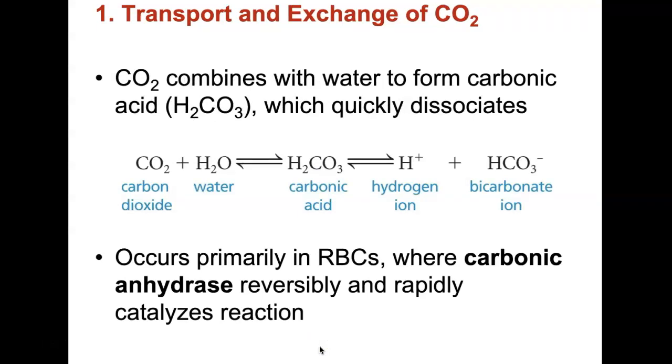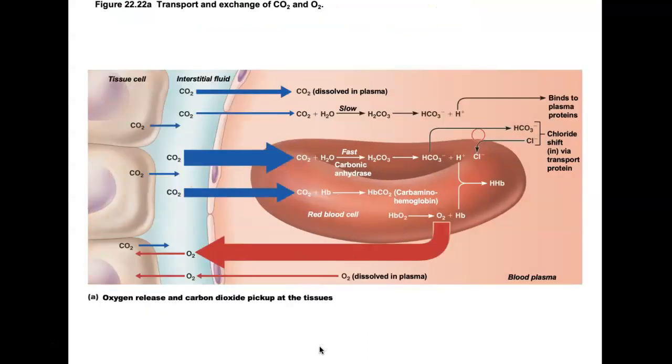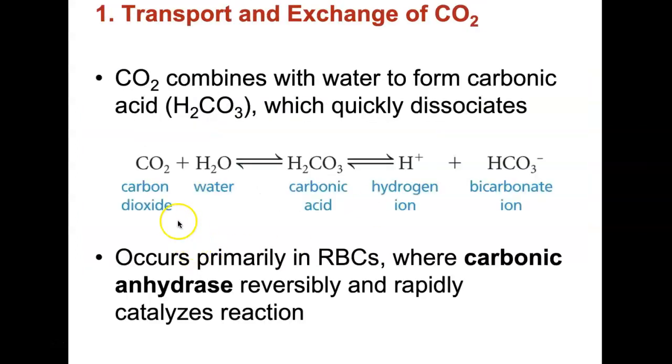The reactions that convert carbon dioxide to bicarbonate ions for transport mostly occur inside the red blood cells, as you see in this image here. When dissolved carbon dioxide diffuses into the red blood cell, it combines with water, forming carbonic acid, or H2CO3. Carbonic acid is an unstable compound and dissociates, meaning that it splits, and this dissociation forms the bicarbonate ion and the hydrogen ions, which is the same equation that we saw here.